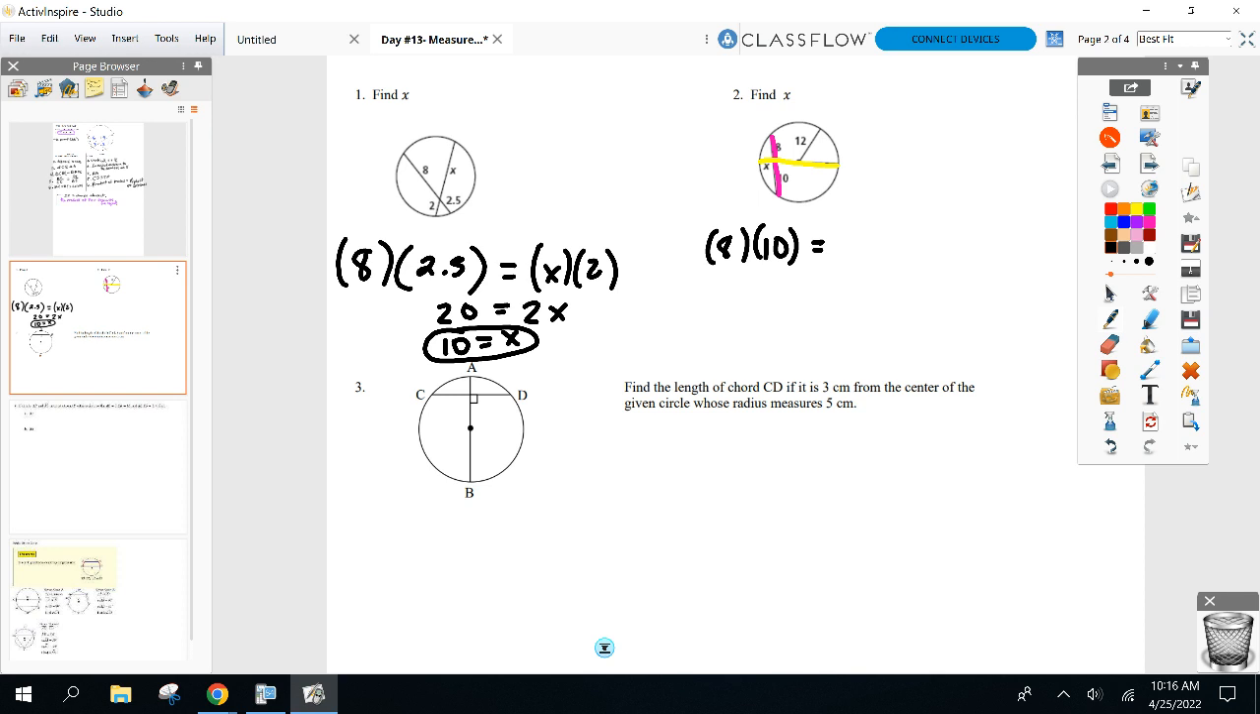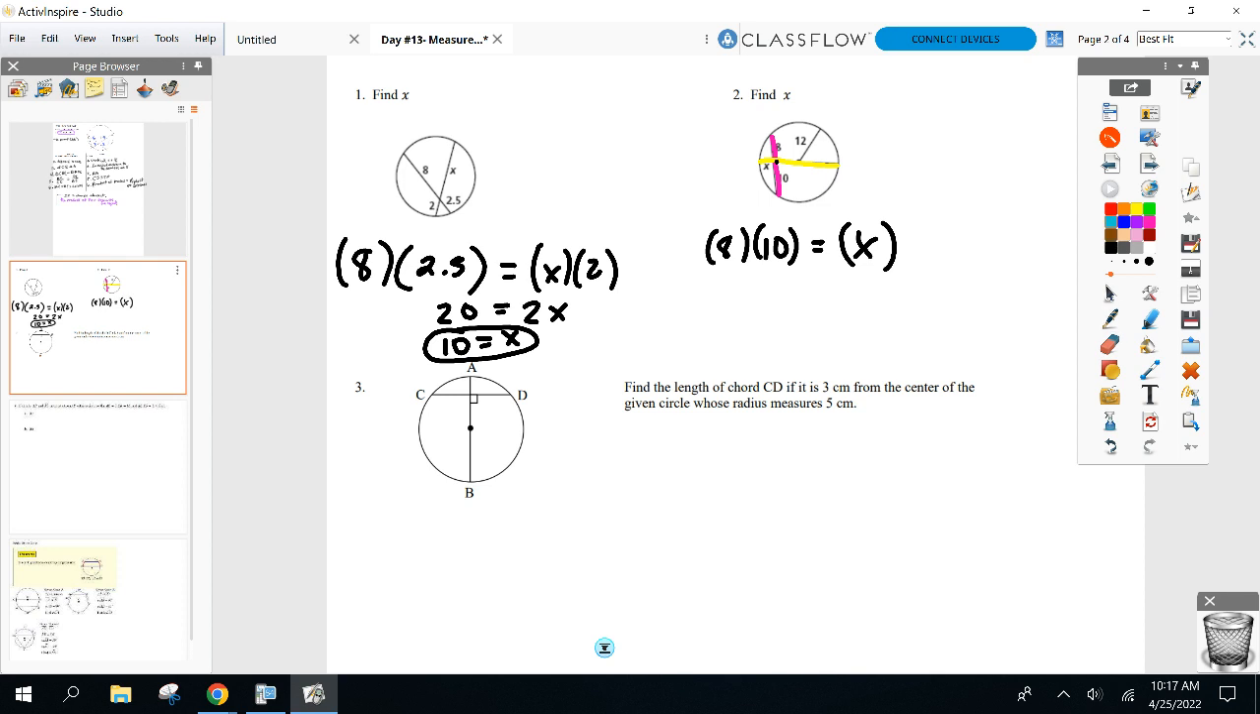Now what about my yellow chord, aka the diameter? What's that broken up into? Well, can you at least tell me what one segment is? It's already labeled. What's one segment? That's the radius, though. One segment is x. Now here's the hard part. How do you write the other segment? I know one segment's x.